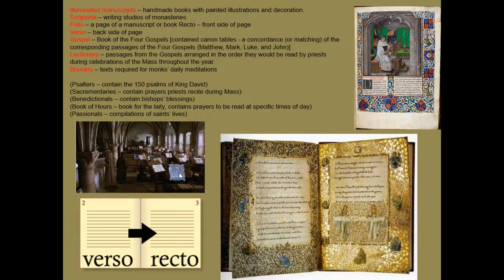A lectionary is a book that contains passages from the Gospels arranged in a different order, arranged in the order that the priest would be presenting them at different masses throughout a calendar year, so different lessons for different times of year. So a lectionary is really for the use of those who are leading the Mass. The breviary would be a text that's more personal. It's a book that would show a monk or a nun what the prayers should be for each day. They're sort of a daily meditation book, so a more personal book.